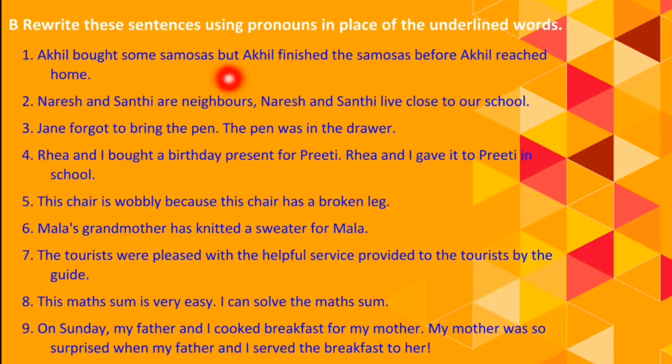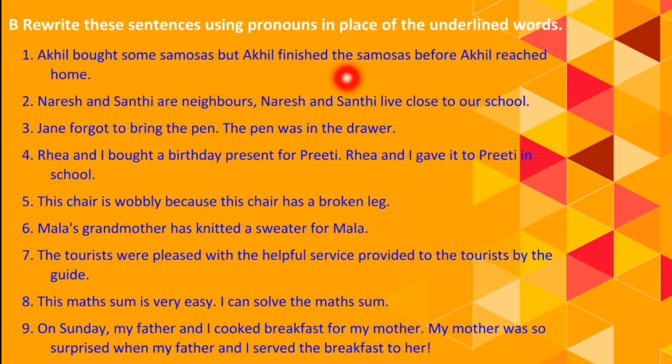Akhil bought some samosas, but Akhil finished the samosas. Here Akhil is again coming as a subject, because after the subject the verb and object are coming. So we have to use the subject pronoun, not the object pronoun. Akhil is the name of a boy, so we have to use he or him. He is a subject pronoun. So we use: but he finished.